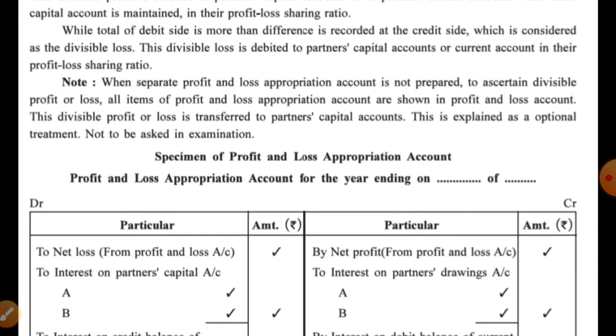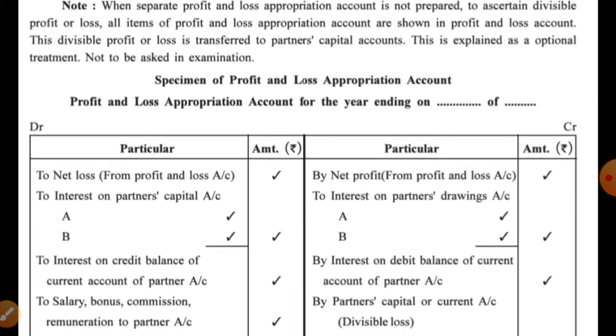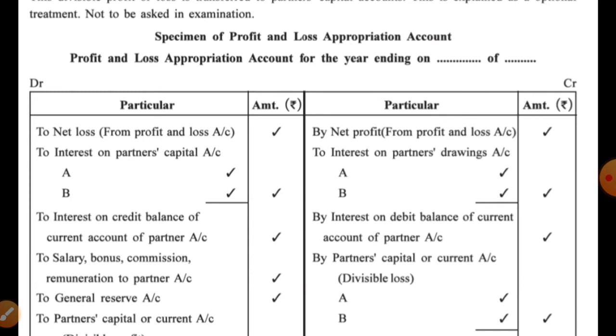So now let us understand the specimen of the profit and loss appropriation account. For the heading, we have to mention, as we do in the trading account and P&L account, the P&L appropriation account for the year ending so and so. Now, first of all, on the debit side, the first entry will always be the net loss that we have got from the profit and loss account. And on the credit side, if there is net profit, it will be on the credit side of the P&L appropriation account. Next, on the debit side, all entries related to interest on partners' capital and interest on credit balance of current account. If the current account has a credit balance, then interest on it will be noted on the debit side.